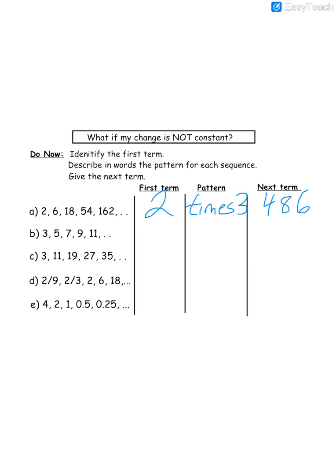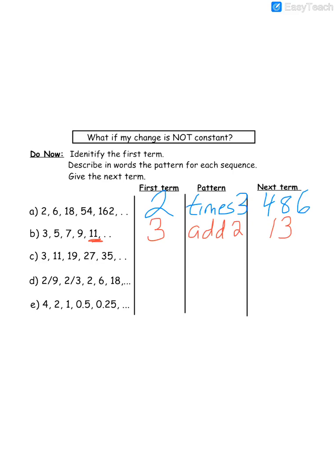3, 5, 7, 9, and 11. The first term is 3. How do I go from 3 to 5 and 5 to 7 and 7 to 9 and 9 to 11? I'm not timesing this time. This time I am adding 2. So if I add 2 to this last term here, 11, my next term will be 13. Okay. Let's take a look at the next one.